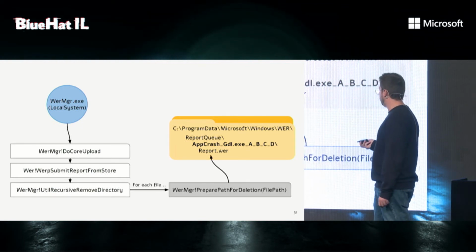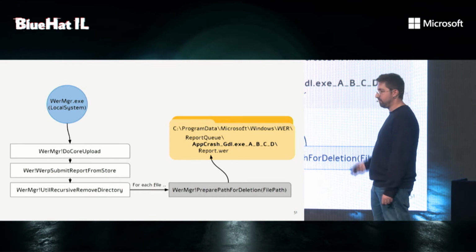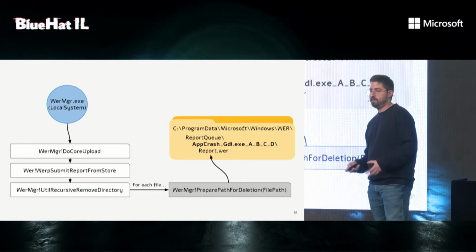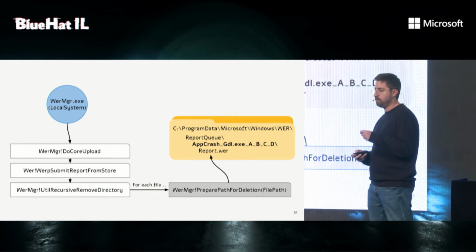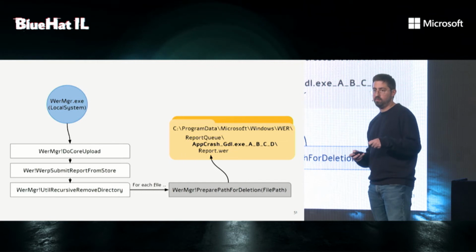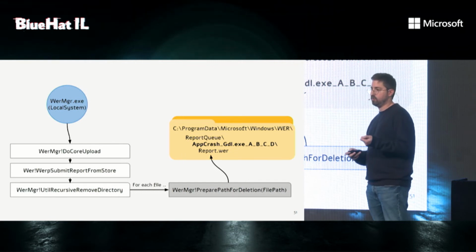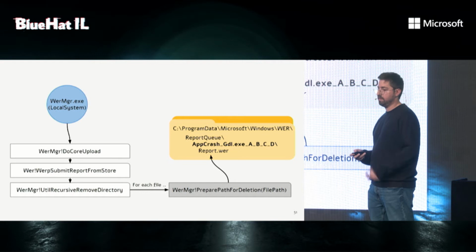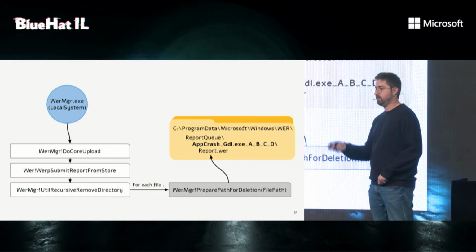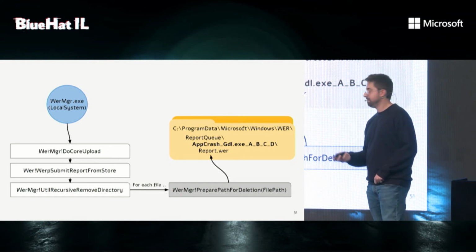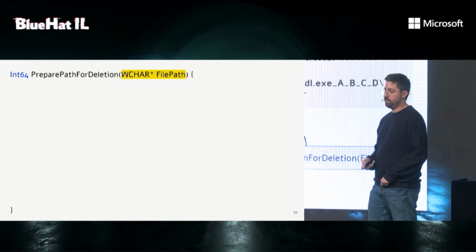But before actually deleting them, it calls the function PreparePathForDeletion on them. And the purpose of PreparePathForDeletion is to make sure that the security descriptor of the file we're about to delete has delete control for the local system user. So Microsoft just modifies the security descriptor and then deletes the file. And let's take a deeper look into that function.